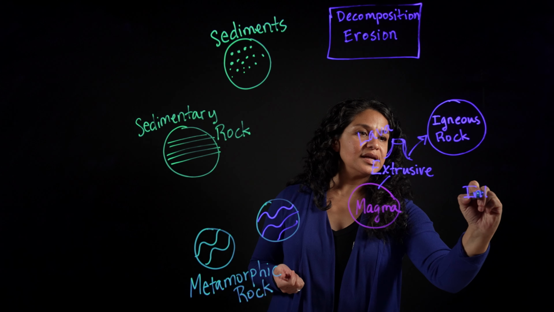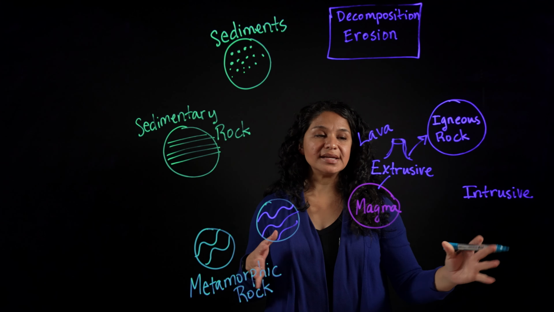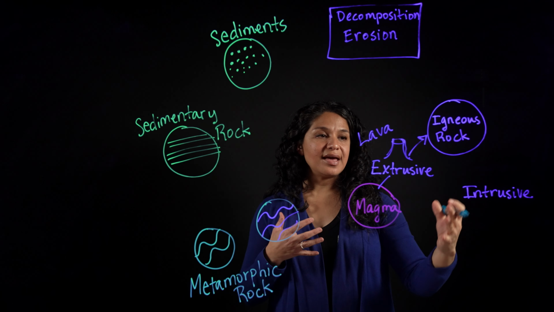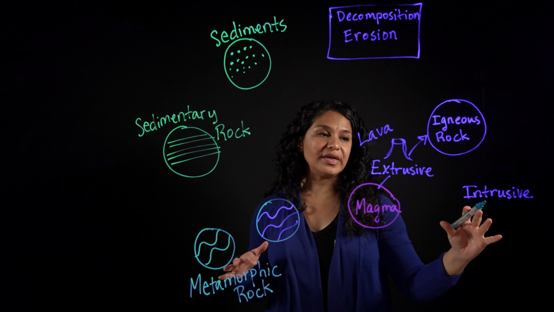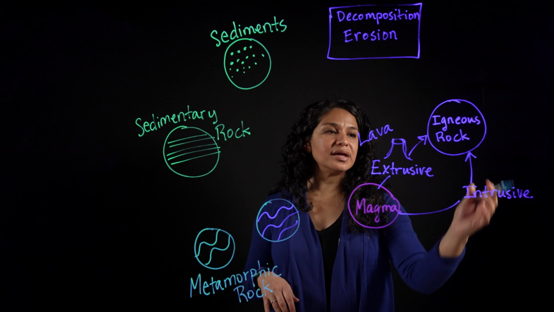Intrusive is when the magma cools in the crust. It cools and crystallizes and forms igneous rock within the crust. So that is what an intrusive igneous rock is.